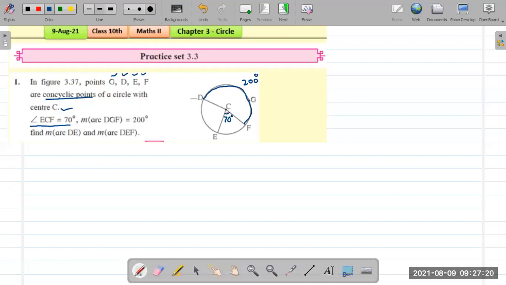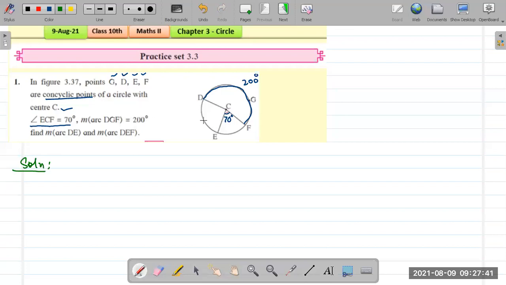So you all can also highlight whatever is given. What are we asked to find? We need to find two things. First is the measure of arc DE. DE is this arc, right? And the measure of arc DEF. So DEF is this complete thing.